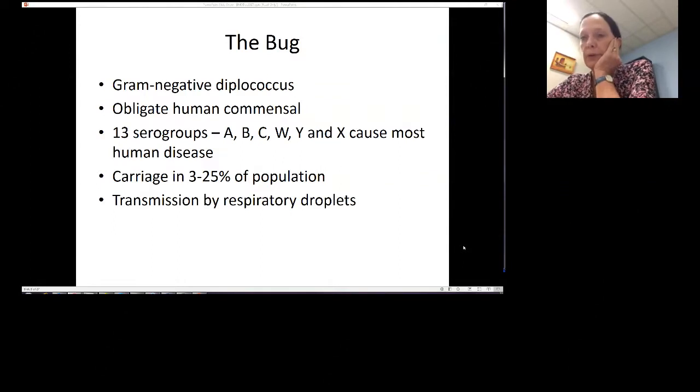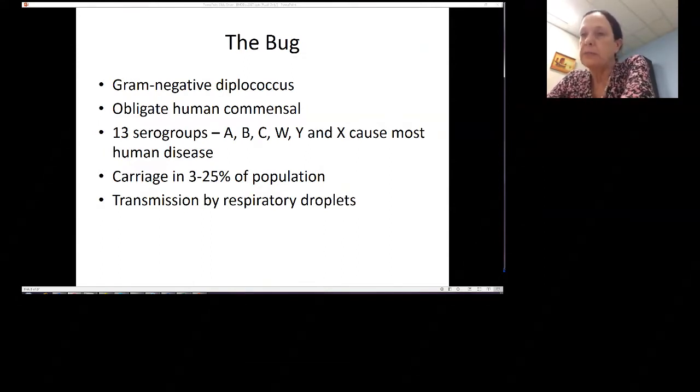Somewhere between 3 and 25% of the population carry Neisseria meningitidis in their throat, and this is age dependent. It starts off very low in infancy, and rises gradually through adolescence and peaks usually in studies done in college-age students or military barracks recruits, where up to a quarter of those young adults can carry Neisseria meningitidis in their throats. And then as people age, this drops back off and becomes quite low in older people as well.